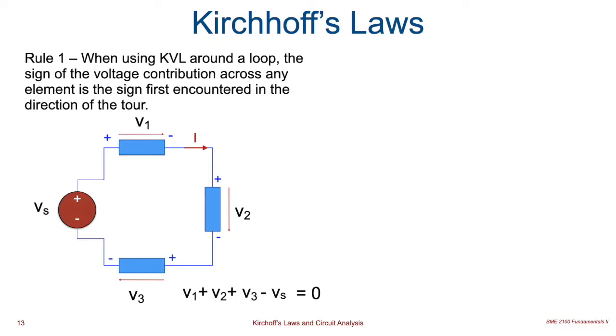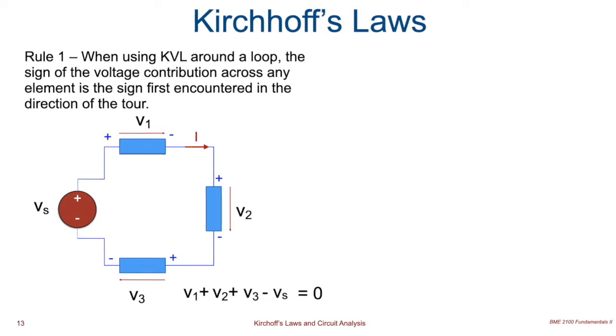So, Kirchhoff's law. For the conservation of energy, we have a Kirchhoff's law that says when using the Kirchhoff voltage loop, KVL, around a loop, the sign of the voltage contribution across any element is the sign first encountered in the direction of the tour. What does all that mean? So, when we're building solutions to problems, we will do tours, they're called Kirchhoff's tours. And when we do a Kirchhoff's tour, we have to keep track of the polarity of the voltage. And this tells us how we do that.